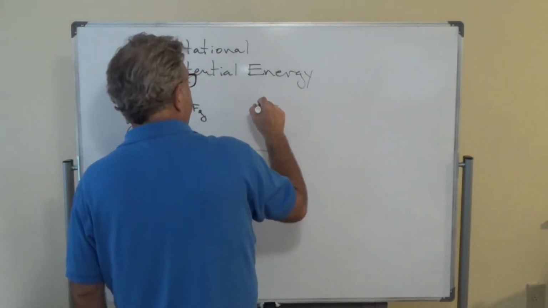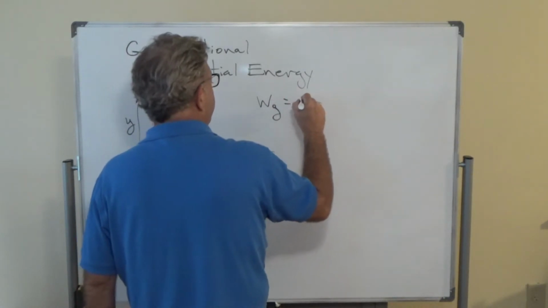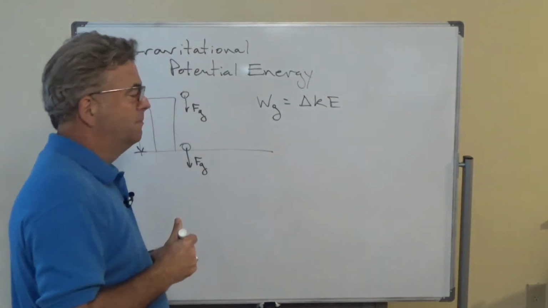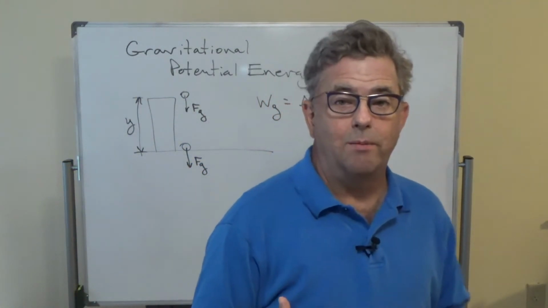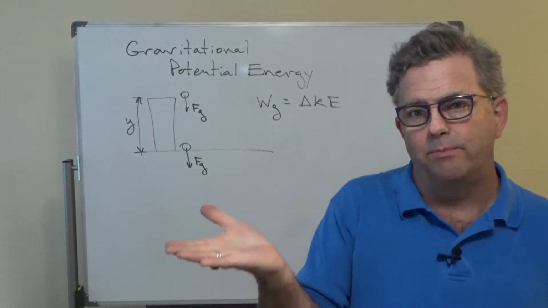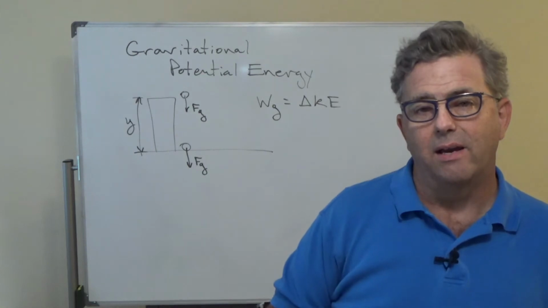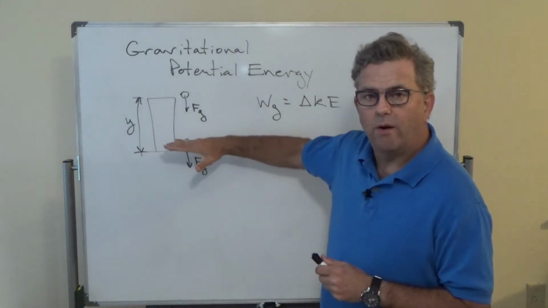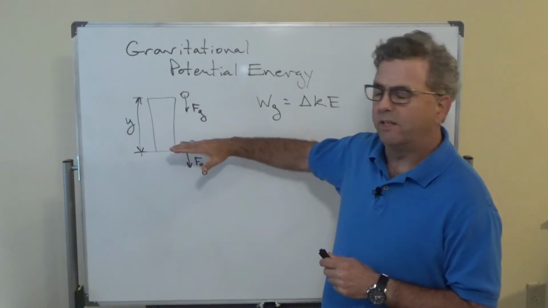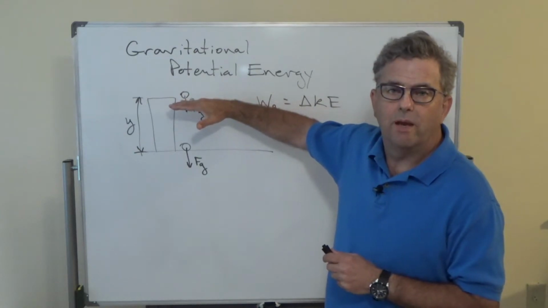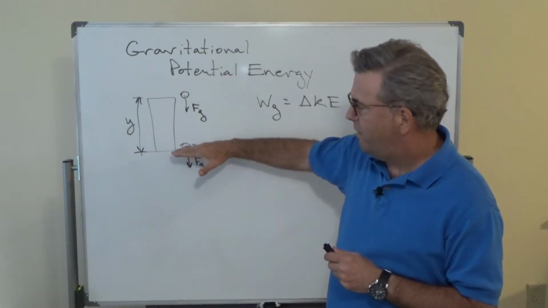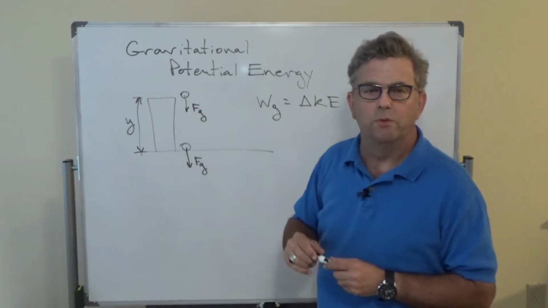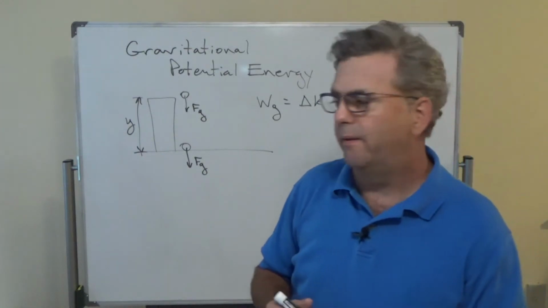So our work-energy principle says that the work done by gravity is equal to the change in kinetic energy. Let's say there's some external agent that moves this object up very slowly at a constant velocity. Now I'm ignoring this little instant where it accelerates to some velocity and then stops. Let's just say there's a nice, very, very slow motion up to this position y, all right?